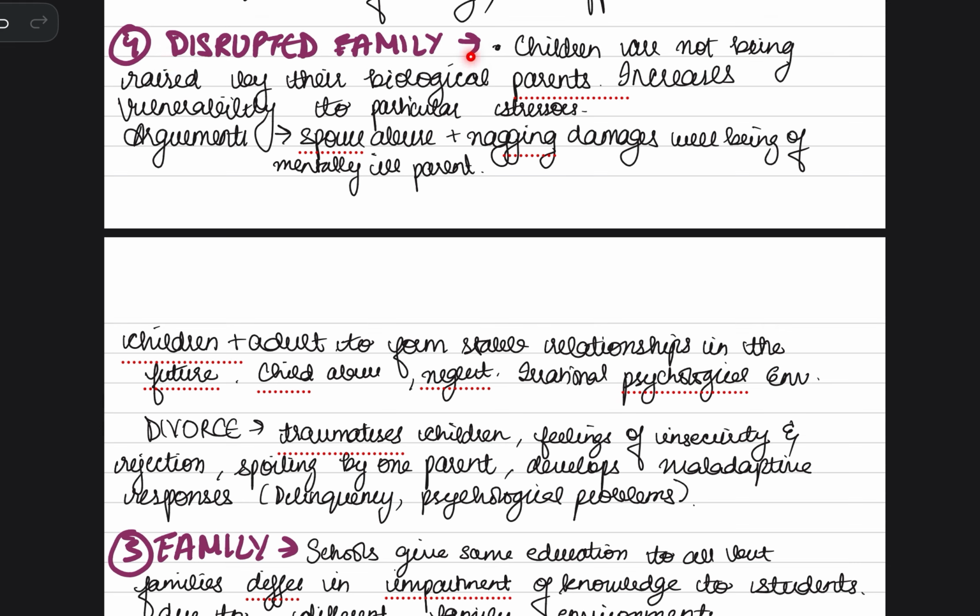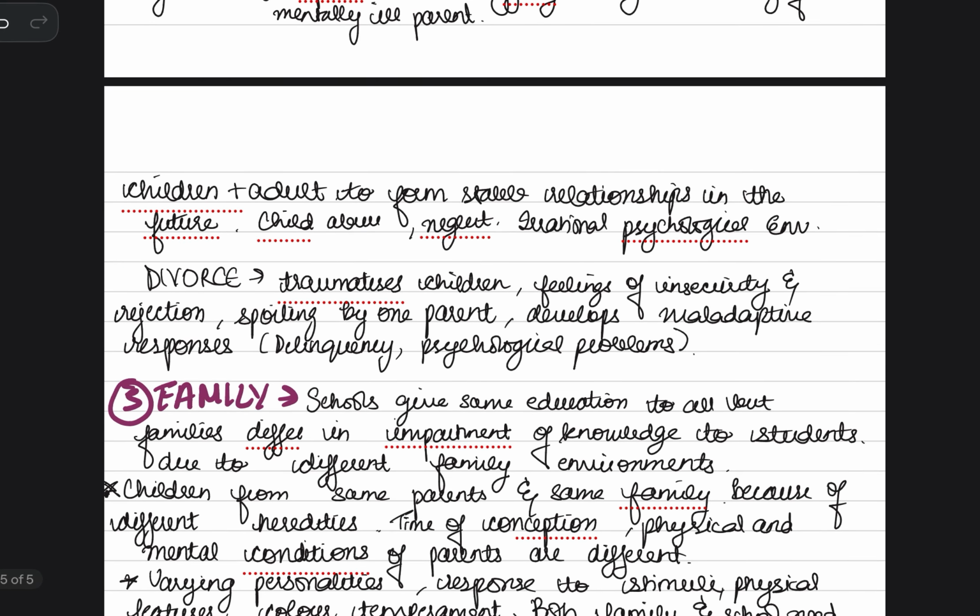But a child from a disrupted family, basically a disrupted family refers to a situation where the children are not living with their biological parents. Okay, which makes the children vulnerable to particular stressors. For every child, let's say, their parents are their first connection and their first understanding of relationships and bonds, right? So if the parents are not stable themselves, then the children will not know what a stable relationship is actually like. Because of that, when two people who are married argue, there is spouse abuse, there is nagging, it damages the well-being of the child. Sometimes children live with mentally ill parents, which leads to child abuse, child neglect, and psychological impact. Okay, so children rely on their parents to form a stable relationship framework for them that they can work on themselves later in the future.